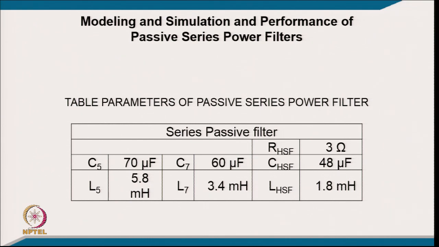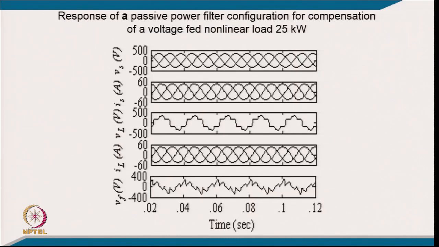The fifth tuned filter has 770 microfarad capacitance, and its inductance is 5.8 millihenry. The seventh harmonic filter has 60 microfarad and 3.4 millihenry, and then your high pass filter has 3 ohm resistance, 48 microfarad and 1.8 inductance. So, this is virtually a well-designed passive filter of this order, which is shown there.